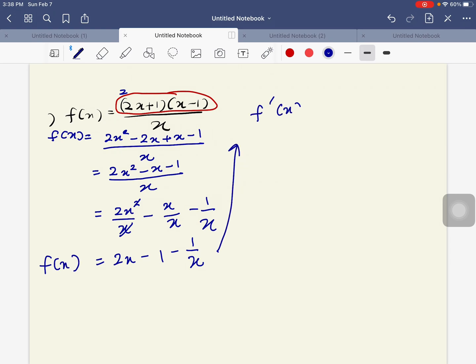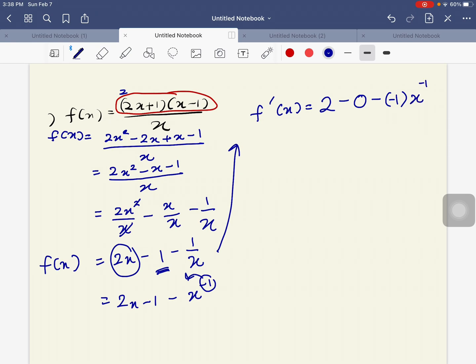Okay, to differentiate f prime x is equals to, okay, kalau kita differentiate 2x, so dia jadi 2 minus 0, because there's no more x here, right? Minus, this is actually x power of negative 1. Betul tak? So, what I do is, I take down the negative 1. Lepas tu, I multiplied x with negative 1 minus 1. Betul tak ni?